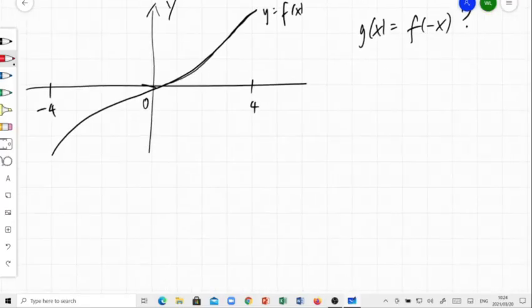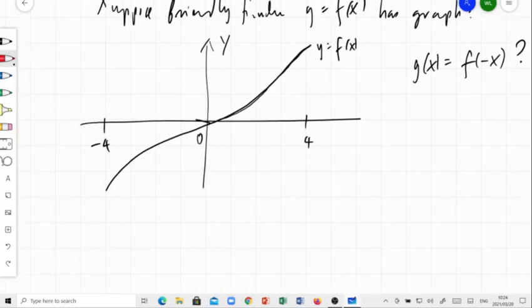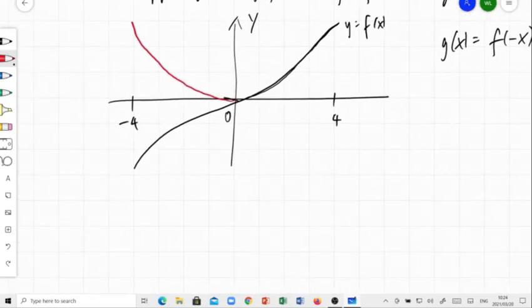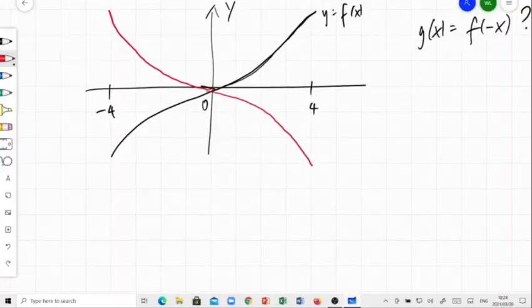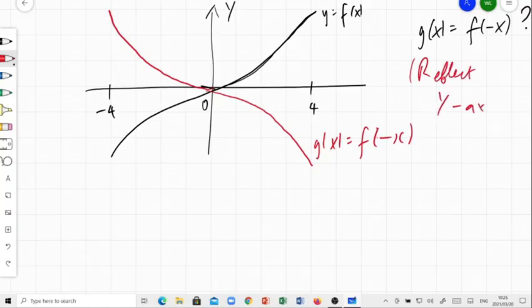Okay, I think it's now working. So what happens now is that when you reflect it across the y-axis, that part of the graph from 0 to 4 reflects as this. And likewise, the part from 0 to -4 reflects across the y-axis as that. And so this is the graph of g of x, which is equal to f of minus x. So all you have to do is reflect across the y-axis.